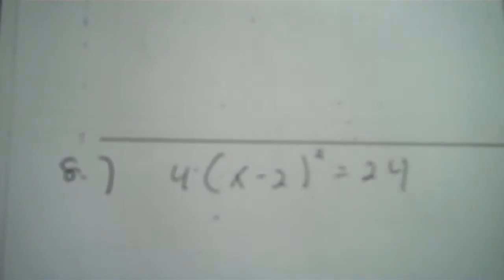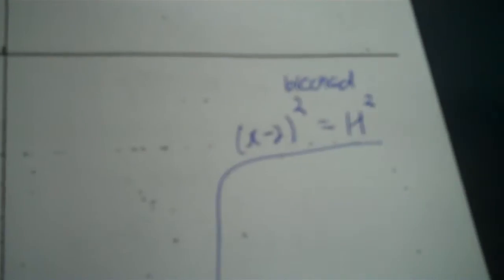Okay, number 8, we have 4 times the quantity x minus 2 to the second power equals 24. So we have x minus 2 again, but there's a power there, so you cannot distribute. You are blocked. So you want to bring in h. So there's two answers for x. You're to solve for x. Now you're going to remove the quantity and replace it with h. So you have 4 times h to the second power equals 24.